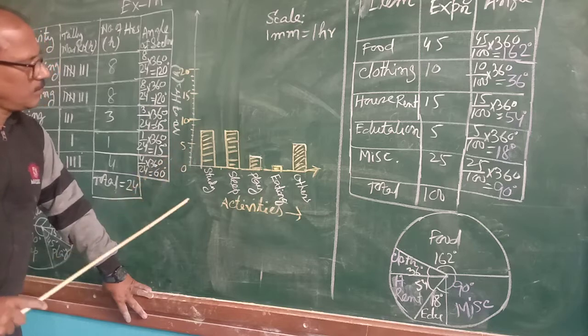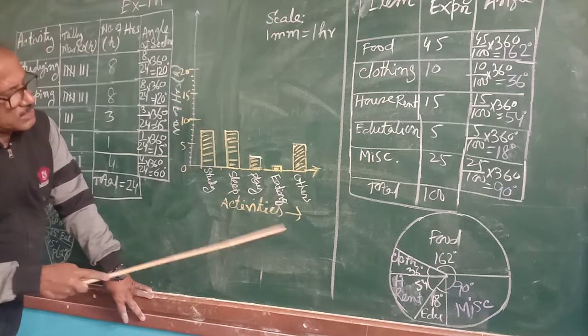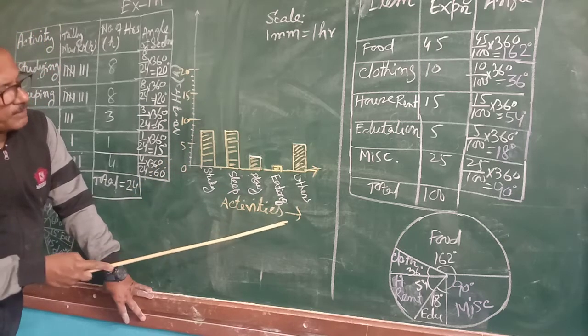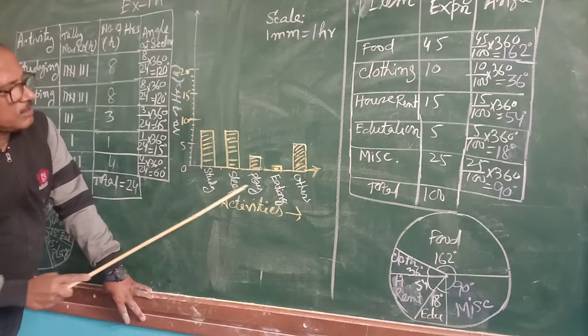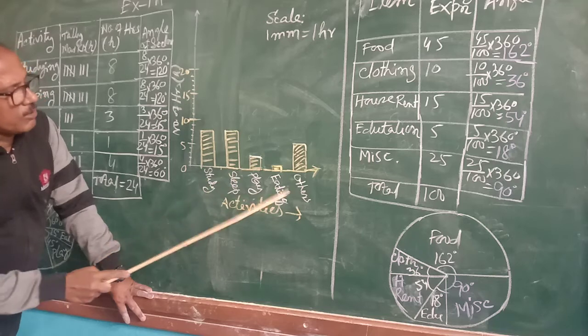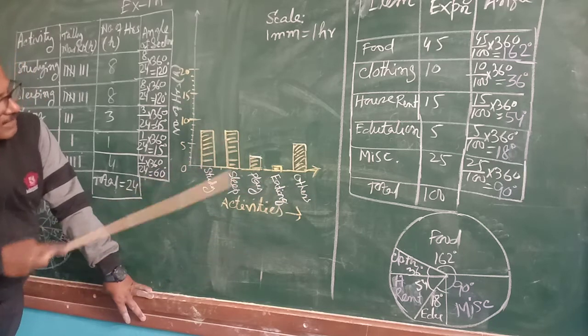You have to write on the horizontal line, that is the x-axis, the activities of the data, and gradually write down the names. You write all these names after you draw the graph. It is easy. You can write it like this.